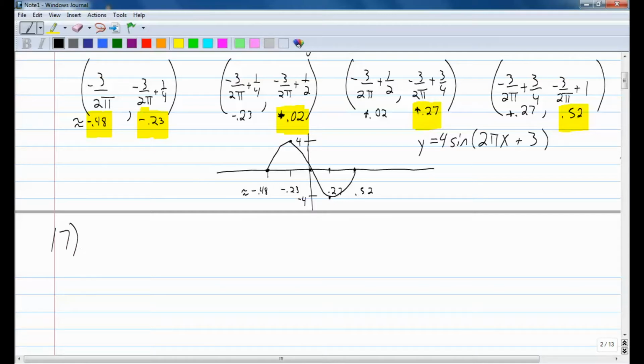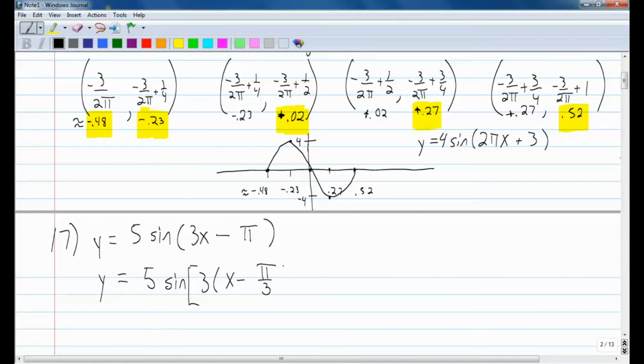The next one is y equals 5 sine of 3x minus pi. So the first thing you want to do is, you notice there's a phase shift. So the first thing you want to do is rewrite the function. So this is 5 sine of 3 times x minus pi over 3.